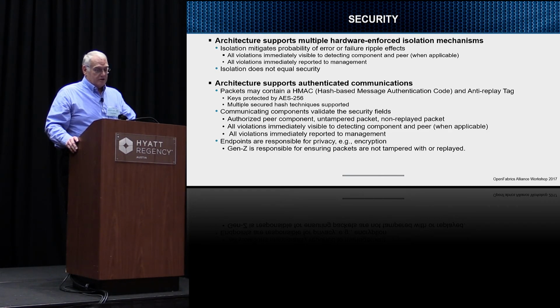The architecture supports authenticated communications. Packets contain a hash-based message authentication code and an anti-replay tag. Keys are protected with AES-256. Multiple secure hash technologies are supported. Communicating components validate the security field, so the components receiving packets verify them for authorized peer components, untampered packets, and unreplayed packets. All violations are immediately visible to detecting components and peer when applicable. All violations are immediately reported upstream.